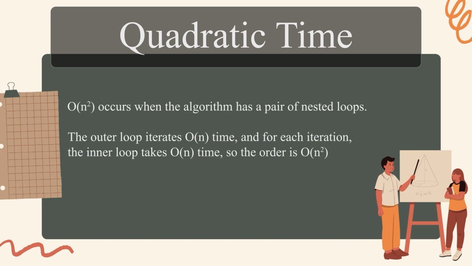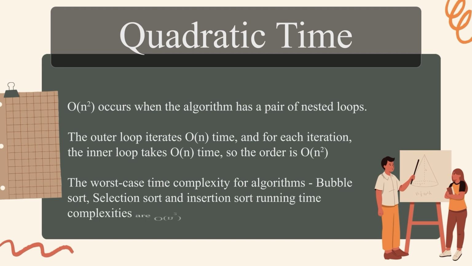For each iteration, the inner loop iterates, takes order n times. So, order becomes order n square. The worst case time complexity for algorithms like bubble sort, selection sort and insertion sort. Okay. So, these are of the order n square.